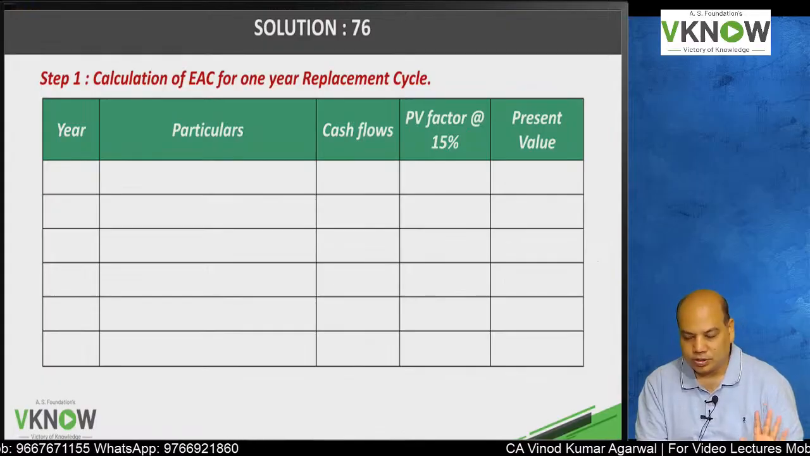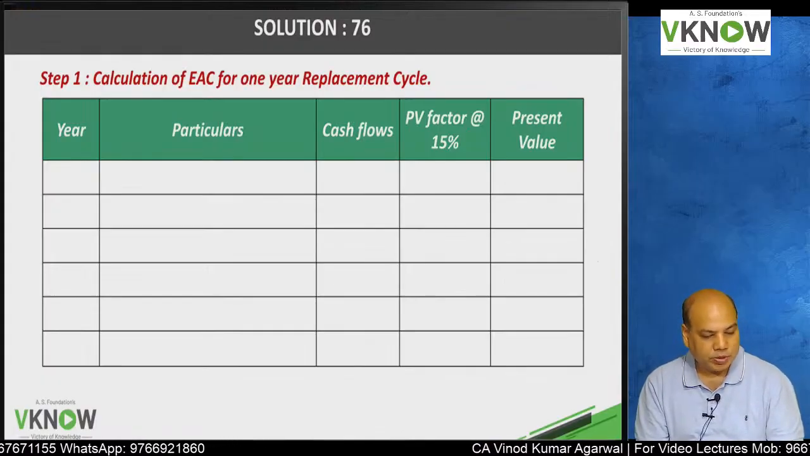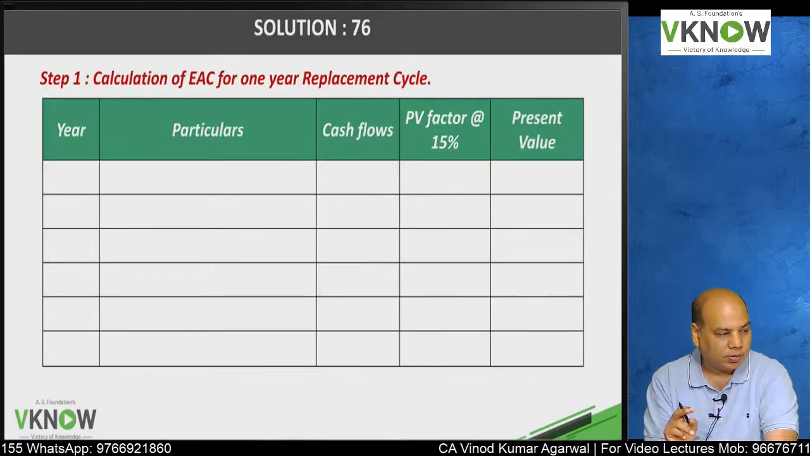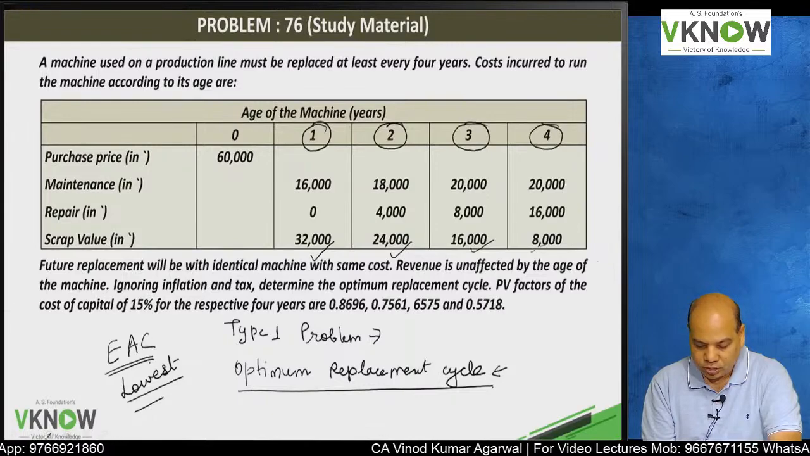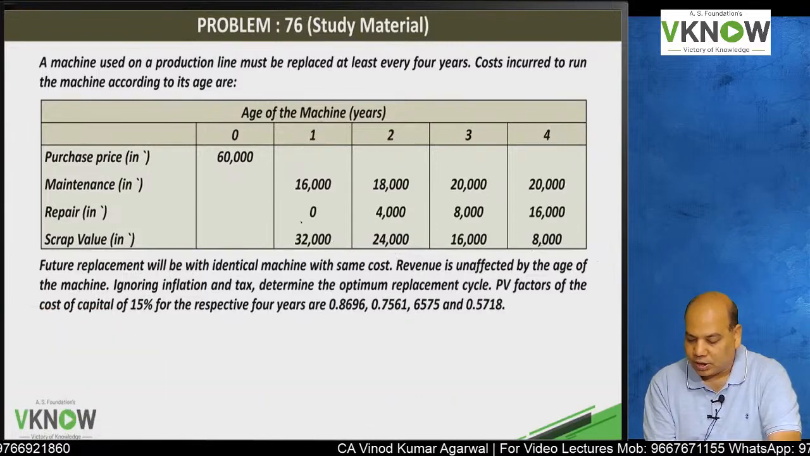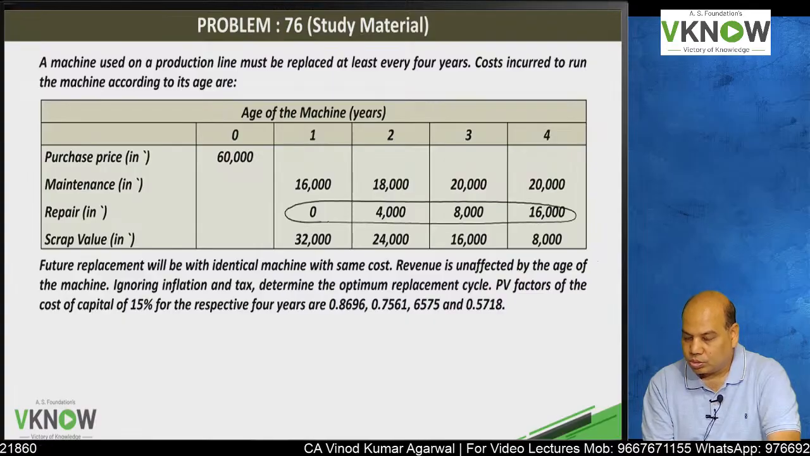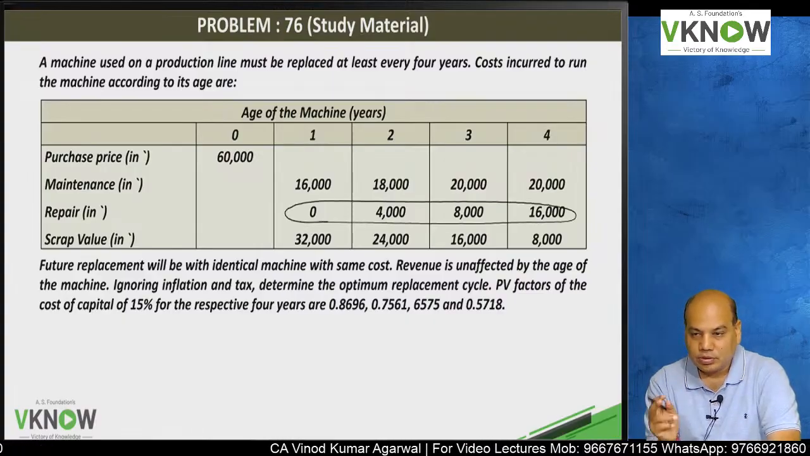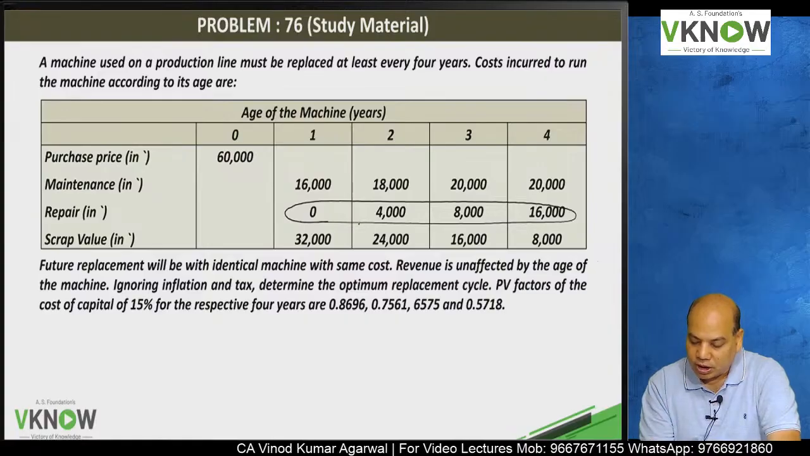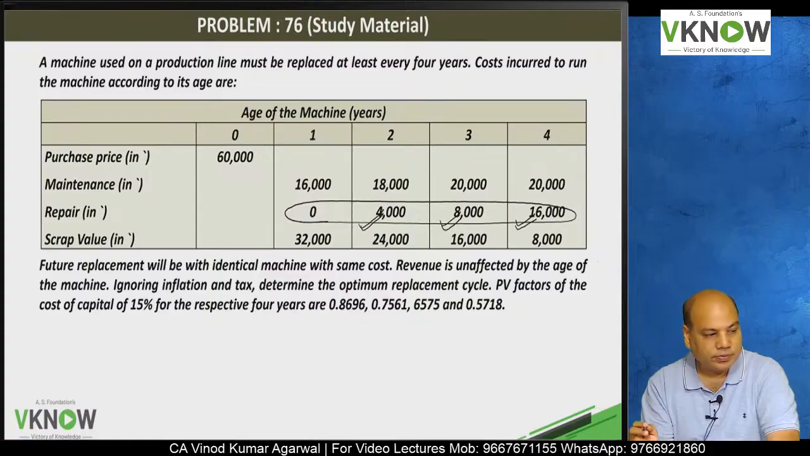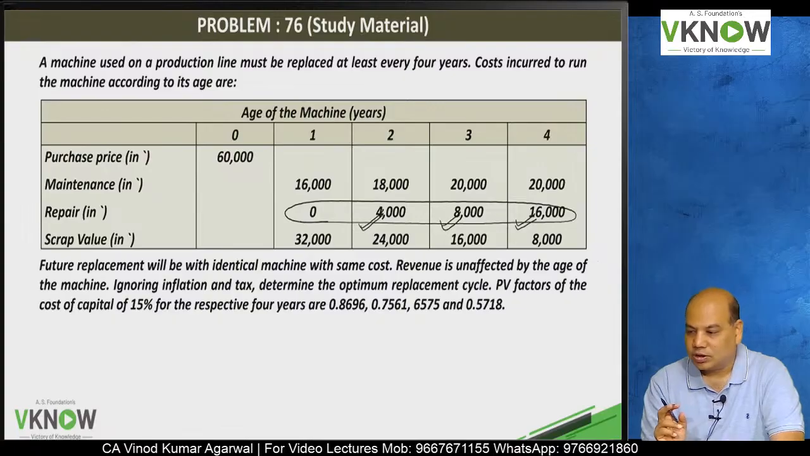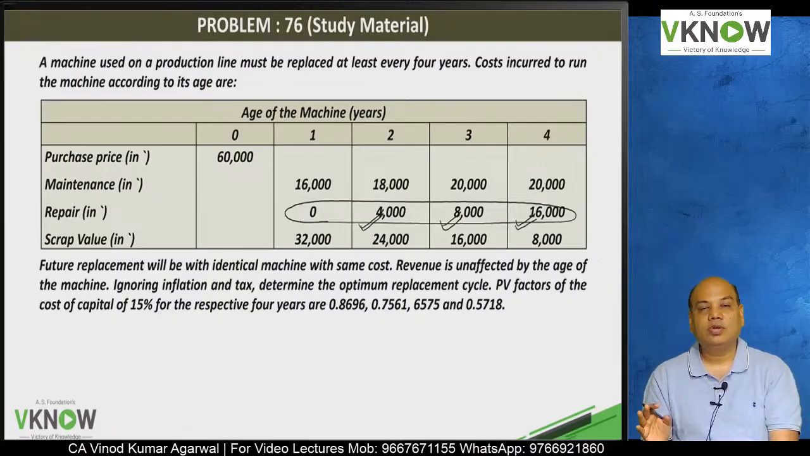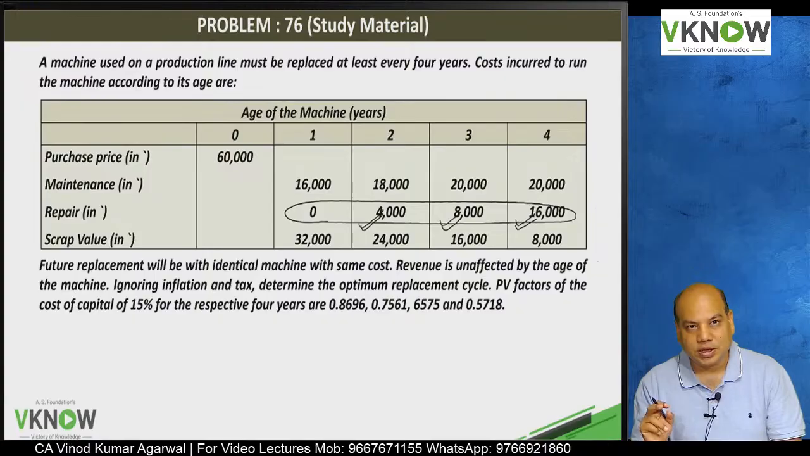Already we have done one question. Now what is the difference between this question and the earlier problem? This problem does not tell you that repair will be incurred only if the machine is to be retained. So in this question we are going to incur repair cost irrespective of whether the machine has to be retained or not. Whether the machine has to be retained or not, we have to incur the repair cost in the respective year.